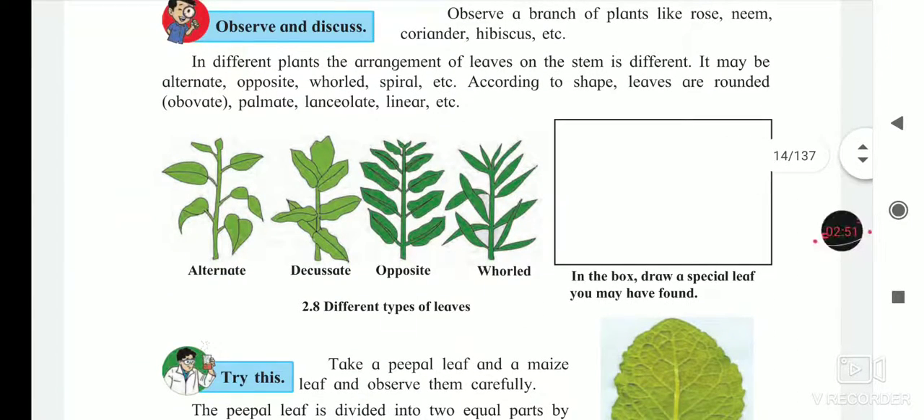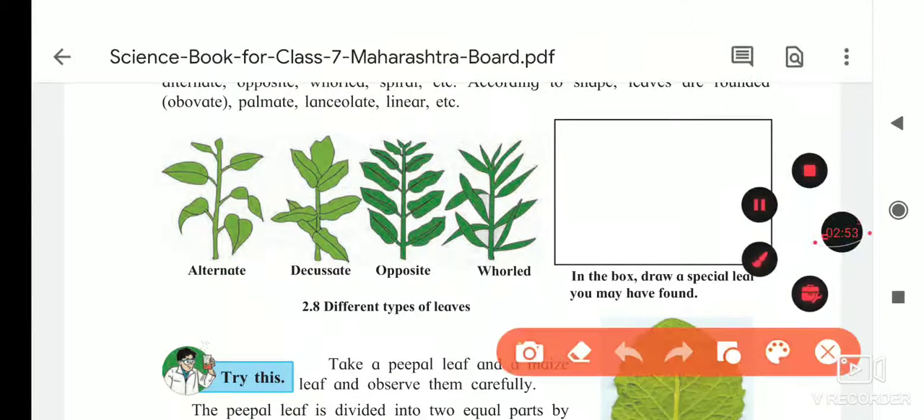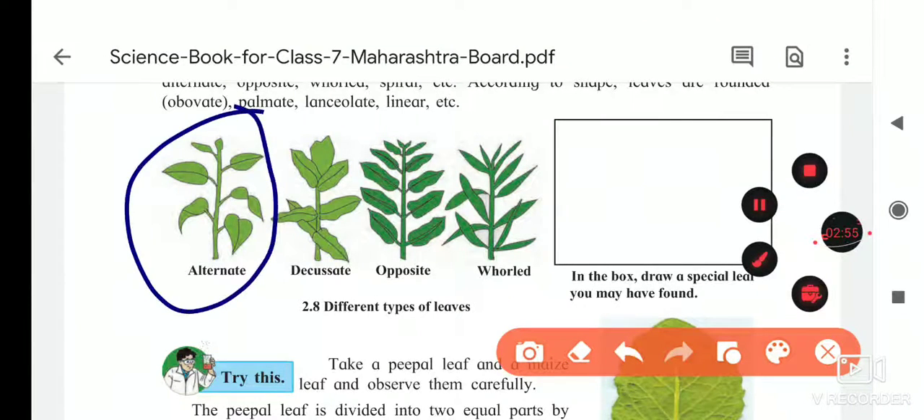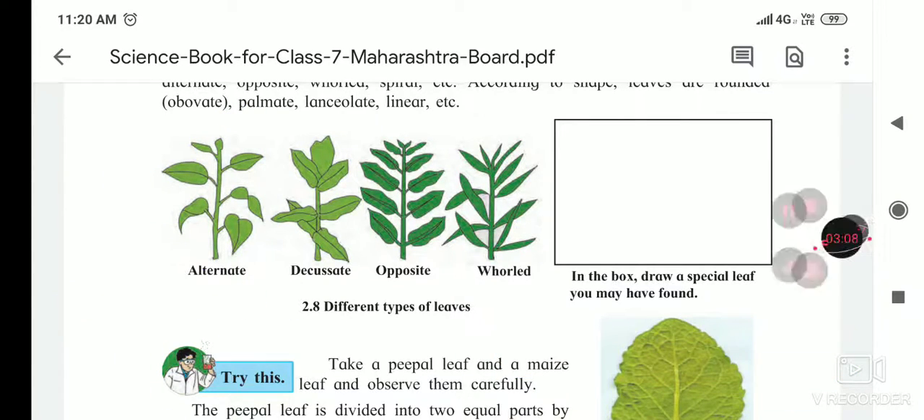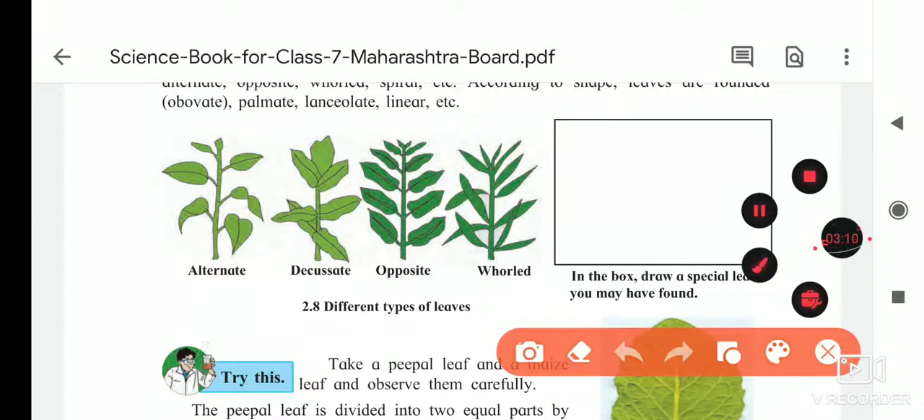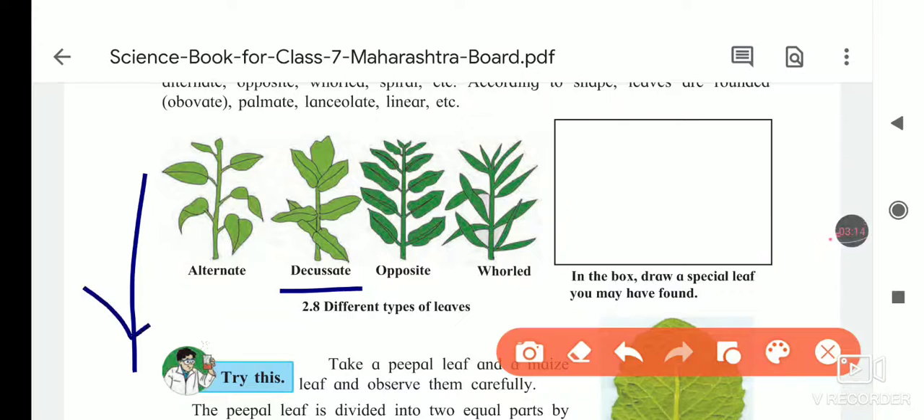Afterwards we saw the types according to the arrangement of the leaves. The types are alternate, meaning one leaf grows on one side first, then afterwards on the other side. In this way the alternate leaves grow. Then we saw the decussate leaves: suppose this is a shoot, one leaf grows here, and afterwards the next grows on this side of the plant. So it shows decussate.